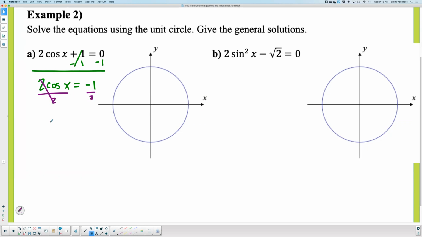All right, Quintanilla, what would you do next? Again, we're trying to isolate the x, which we don't have isolated yet. What would you do next?